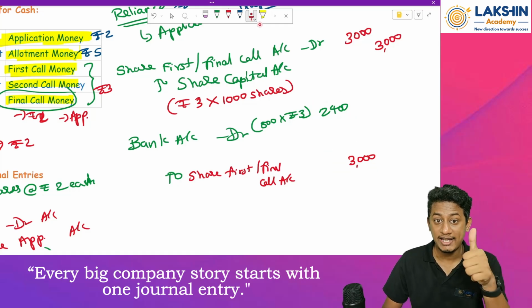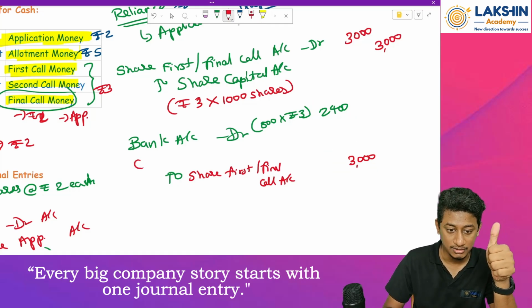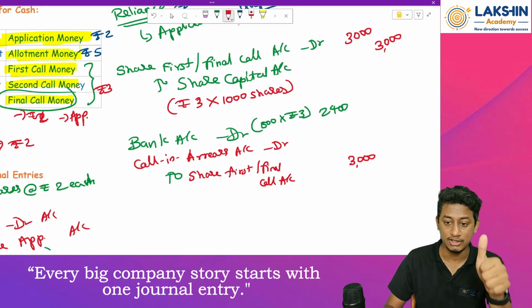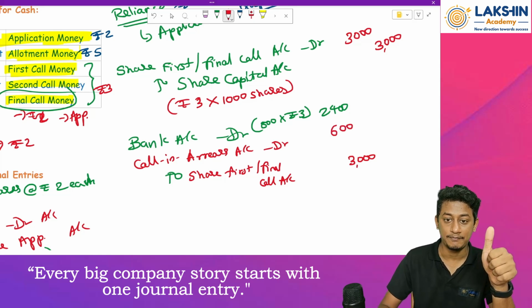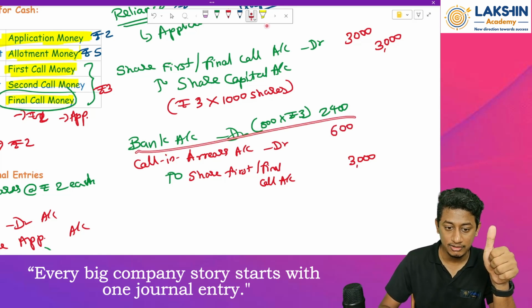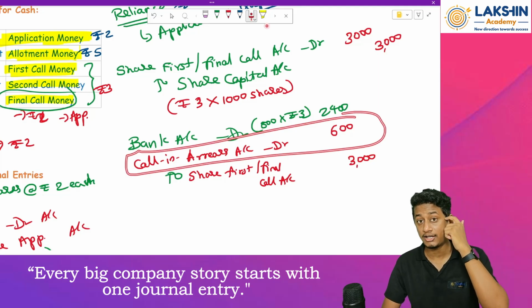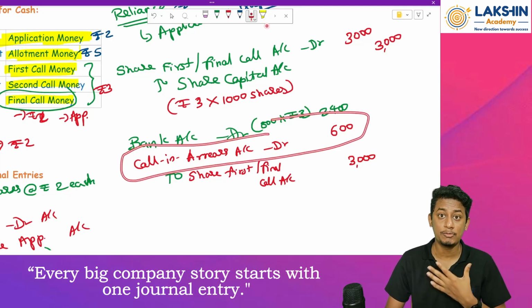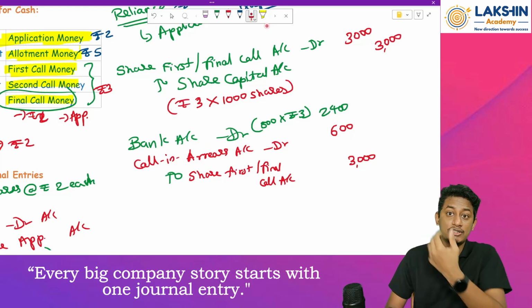So where can I put it? I will open a new account called calls in arrears account, debit. Calls in arrears account debit, that is rupees 600. See, why have I debited the account? Because I am treating it to be my asset for now. I am supposed to receive the money from the people.